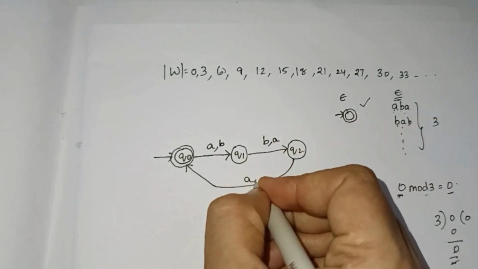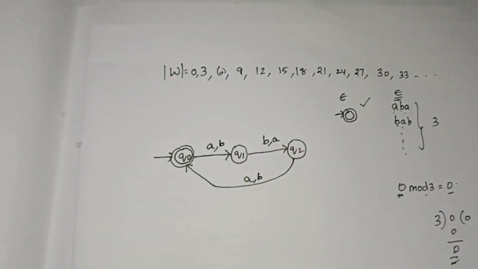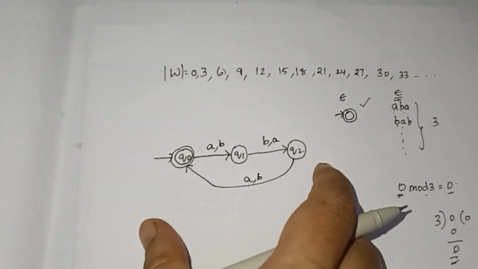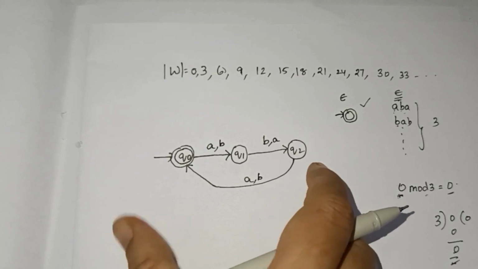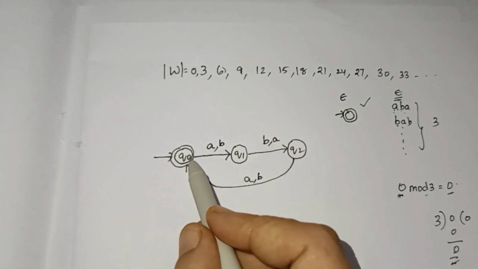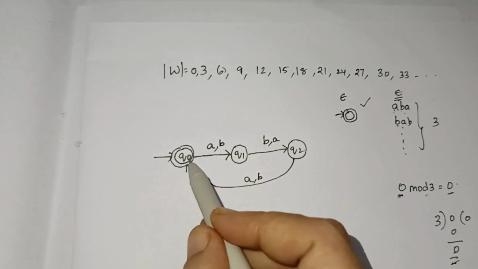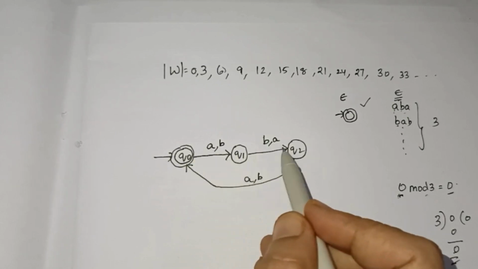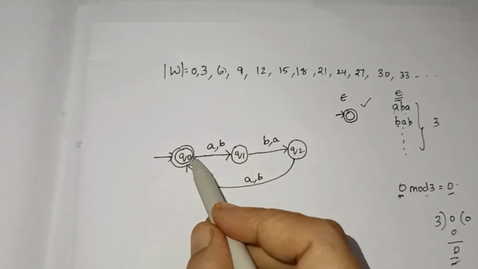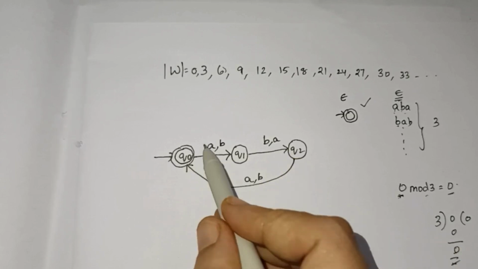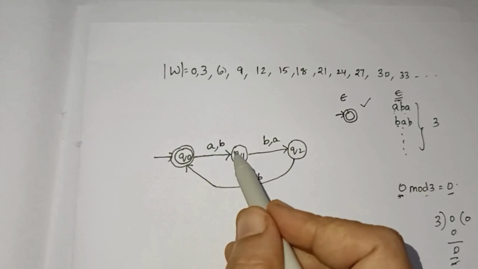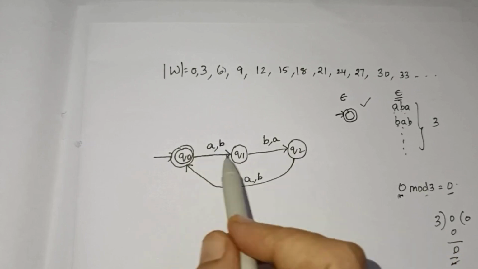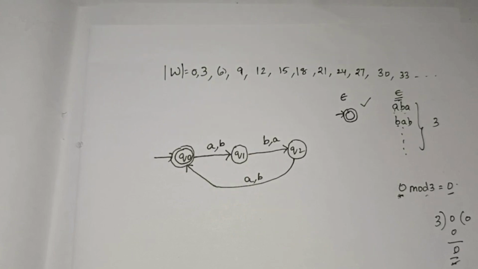So I can take A comma B. So this is the DFA which accepts strings of length 3 right now. Length 3: if I take ABA, or BAB, or three B's, BBB, any combination of A's or B's is taken. There is no restriction that the first symbol should be A or the last symbol should be B. So we can take any A's or B's.